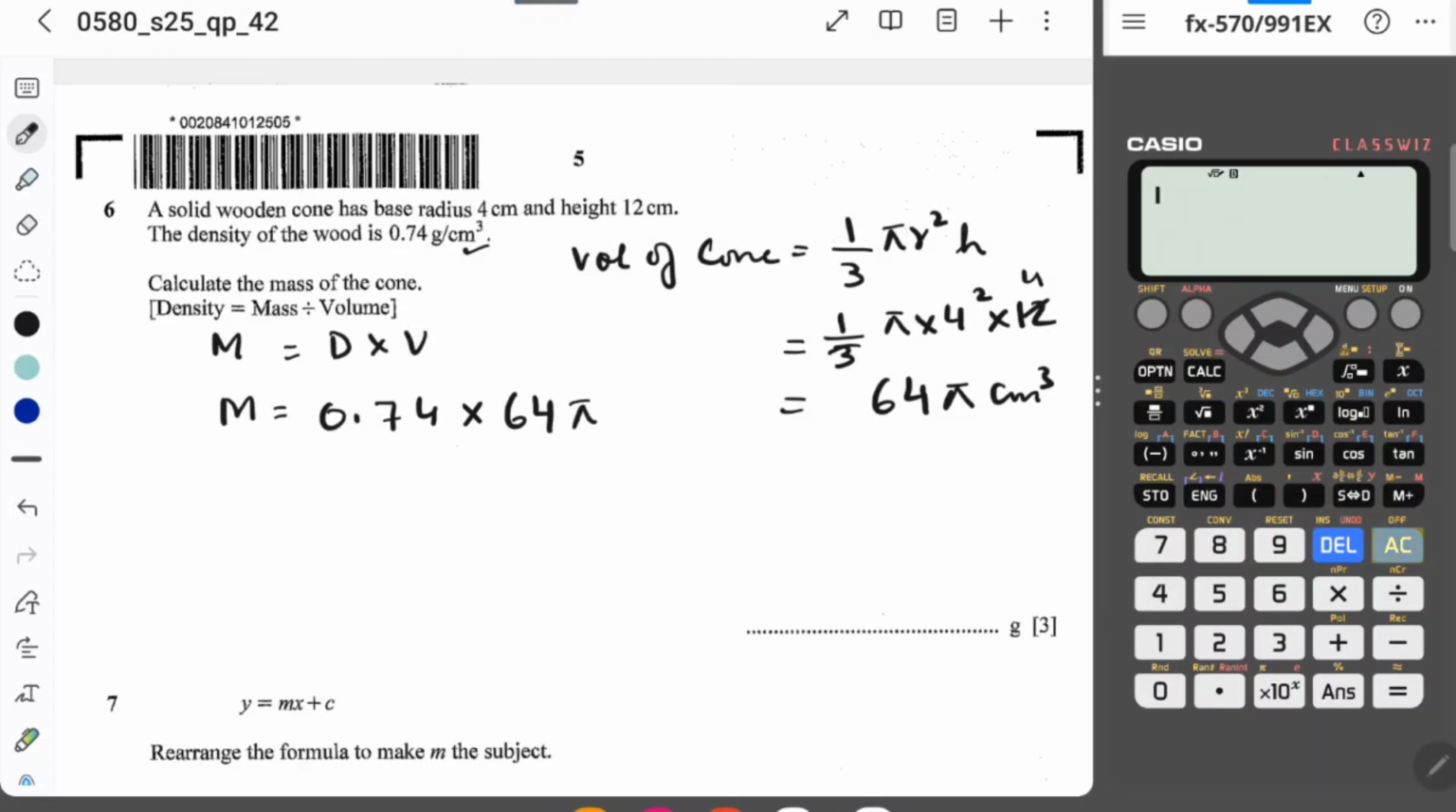Use your calculator and find your answer. 0.74 times 64 pi. That is equal to 148.79. It means for three significant figures we can write down 149, corrected to three significant figures. Alright, so for angles we take one decimal place and for the other values, sides and all the things, we will take the answers in three significant figures.